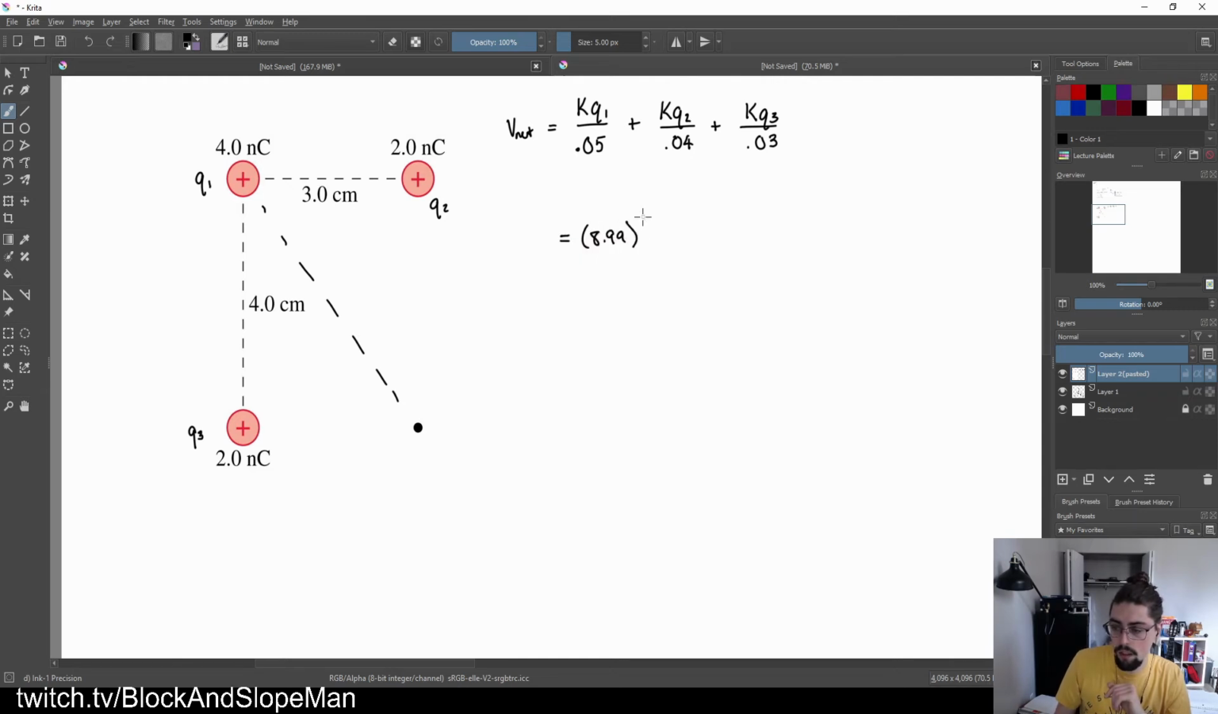So this would become 8.99 times, in the first one, Q1 is 4. The nanocoulombs have already been canceled out by those values on K. So 4 over 0.05 plus 2 over 0.04 plus 2 over 0.03, is what I should have said. And that's just to make it a little bit easier, a little bit faster to calculate, less places for me to make mistakes. So plug in all of those values, we should find something like 1,768 volts.